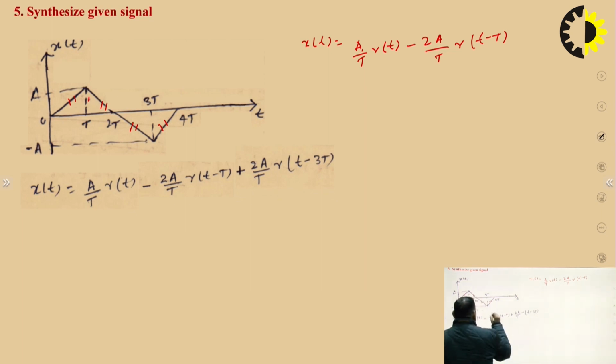Now this line is going like this. But if we add a positive slope here at t is equal to 2T, the line will become parallel to the time axis, meaning the slope is 0. So this much we have added here, so the line is going like this.